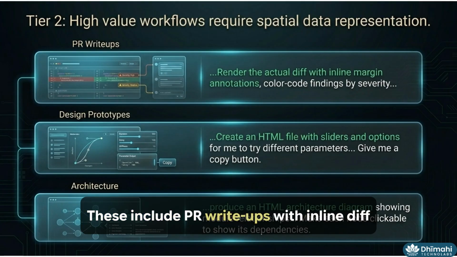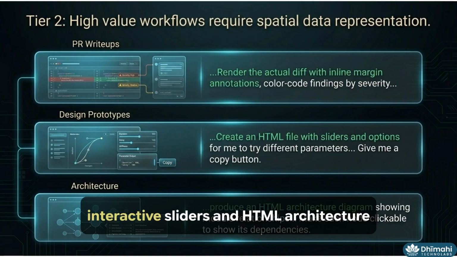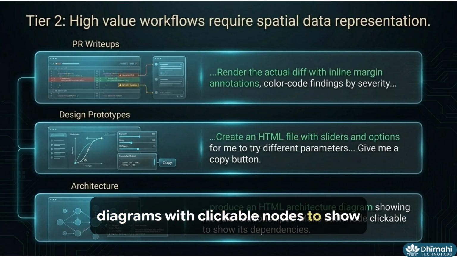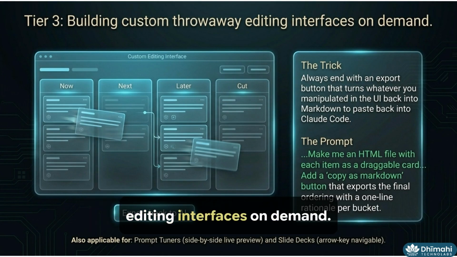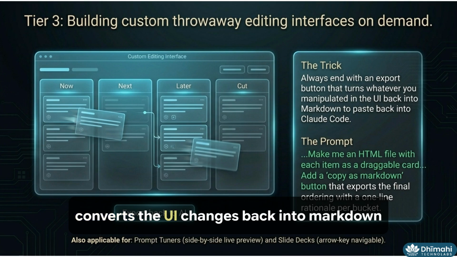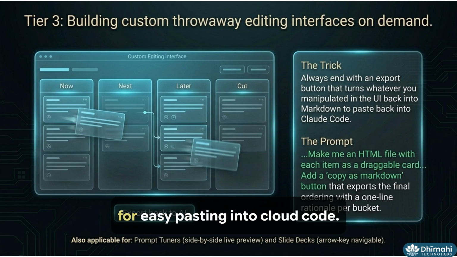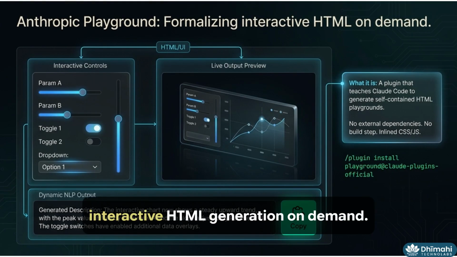These include PR write-ups with inline diff annotations, design prototypes with interactive sliders, and HTML architecture diagrams with clickable nodes to show dependencies. Tier 3 involves building custom throwaway editing interfaces on demand. The trick is to include an export button that converts the UI changes back into Markdown for easy pasting into Claude Code.